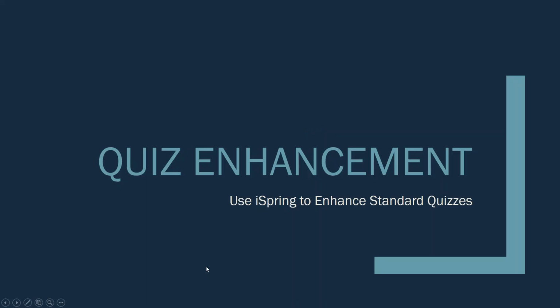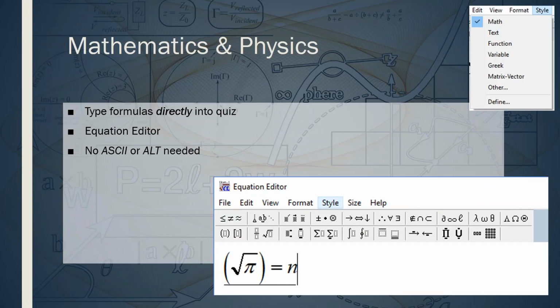So let's go ahead and talk about enhancements and how you can use iSpring to make these quizzes even more interactive and fun. If you do mathematics questions or even physics questions, there's a math editor built in with iSpring, and you can put formulas directly into it. Again, many of these you might not use, but if you use scientific information, this is important. Many of you that have created these know that special characters sometimes require ASCII characters or alt text, and this is not needed using the editor. So that's very cool and something I wanted to alert you to.